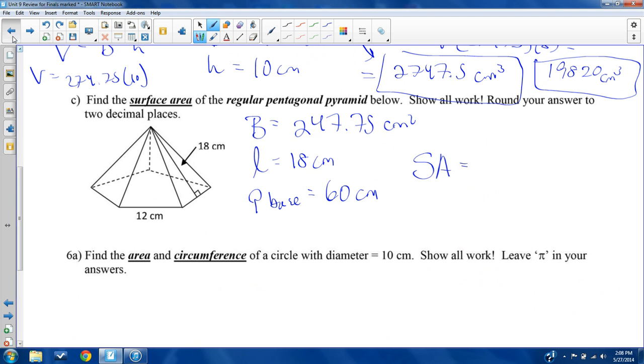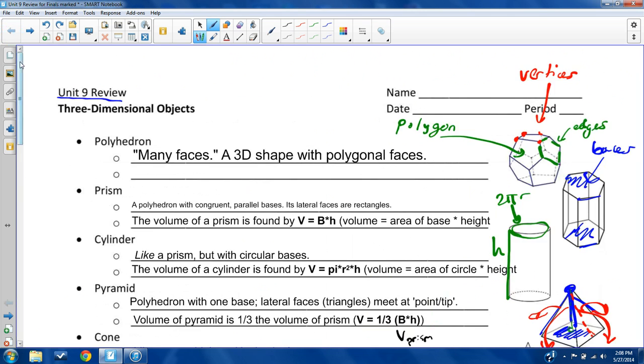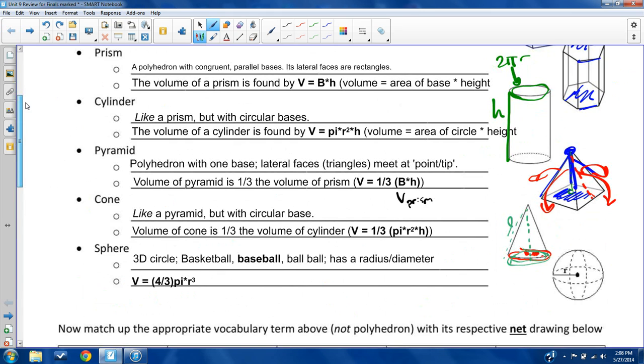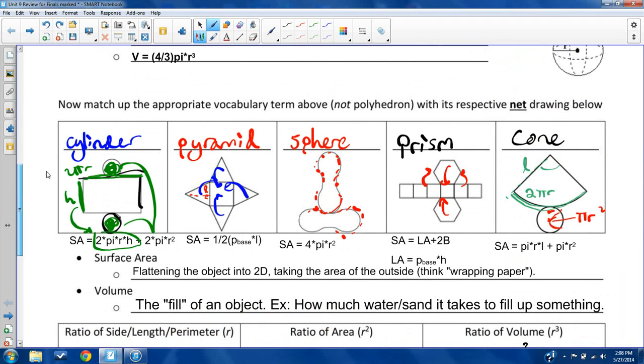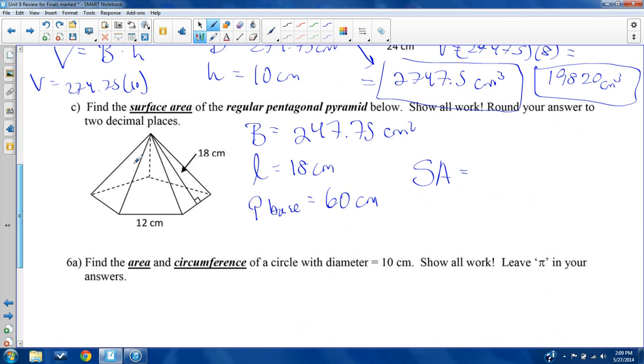Oh, you know what? I skipped something. Oh gosh, that's bad. I have to go back. It's not just 1/2 perimeter base times slant height. It's also plus the area of the base. So it's not just enough to have those 4 triangles. You also need the area of the base there. So 1/2 PL plus B. So your surface area is your lateral area, 1/2 perimeter times slant height, plus the area of the base.